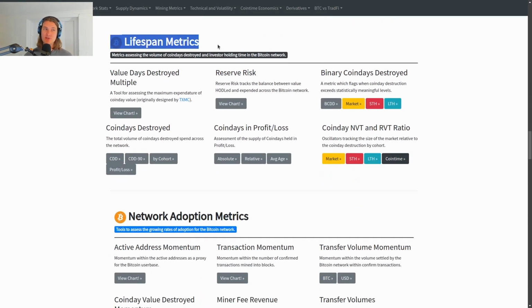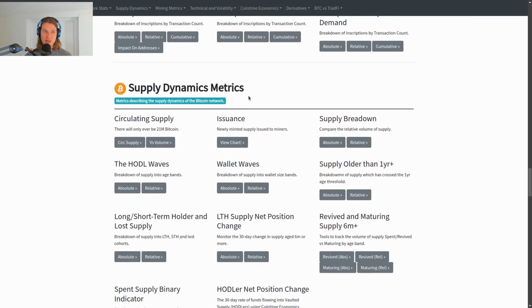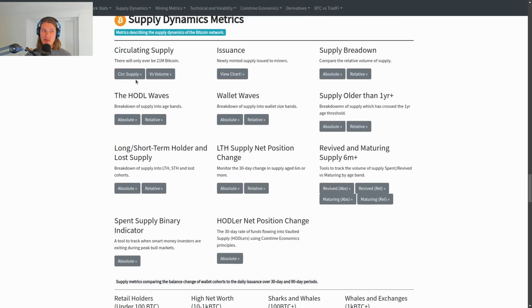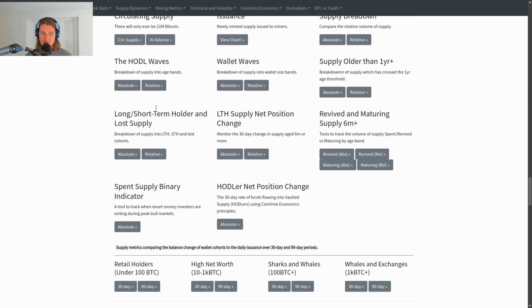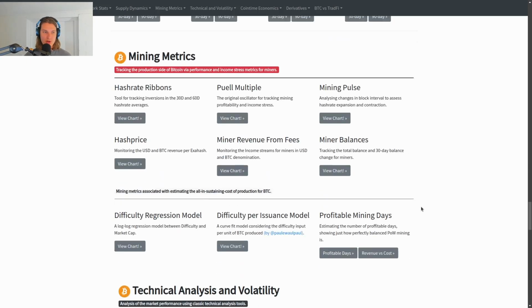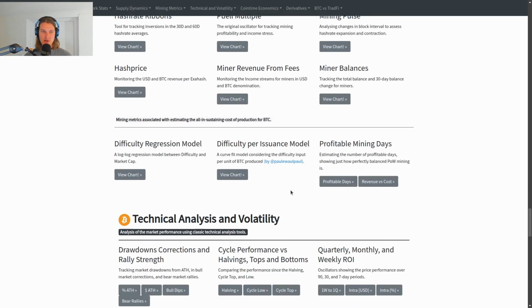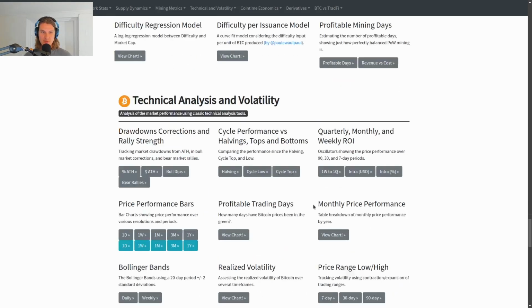Lifespan, so this is looking at things in terms of coin day destruction, network adoption metrics, supply metrics. So this is where you'll find things like the HODL waves, long-term holder supply, spent coins by long-term holders, what's going on with these different entities, retail, high net worth, right? These different cohorts. You'll find mining metrics where we've got things like hash rate ribbons, Puell multiple. These are all the classic metrics, some estimates of the cost of production.